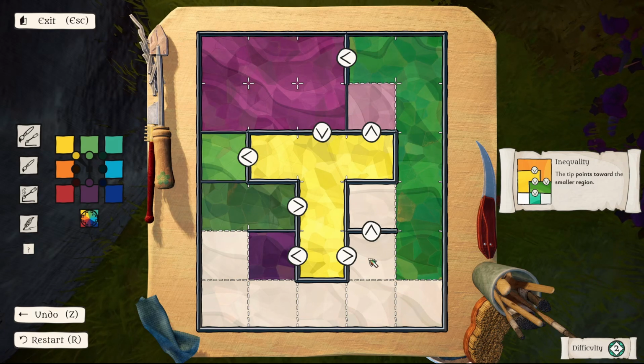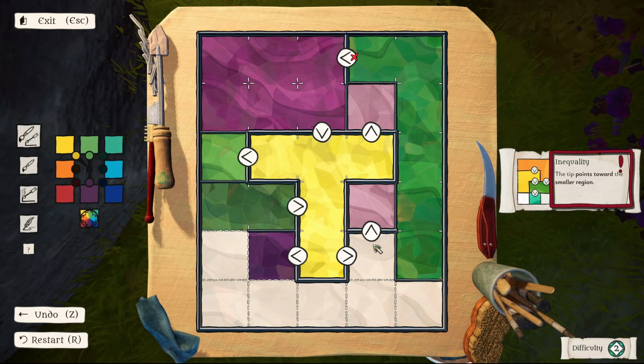Okay, 1, 2, 3, 4, 5, 6, 7. But if I add this to here, then this would be 7. 2, 3, 4, 5, 6, 7. And I wouldn't be able to make this bigger, so that is separate, and this is done. Oh no.